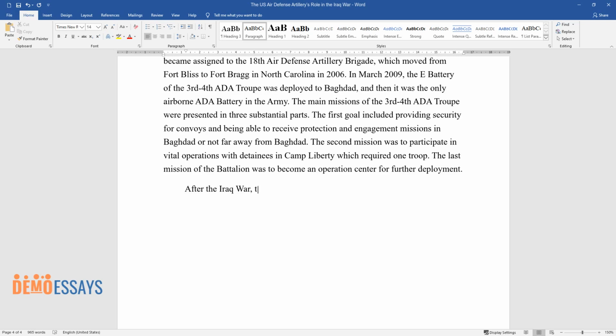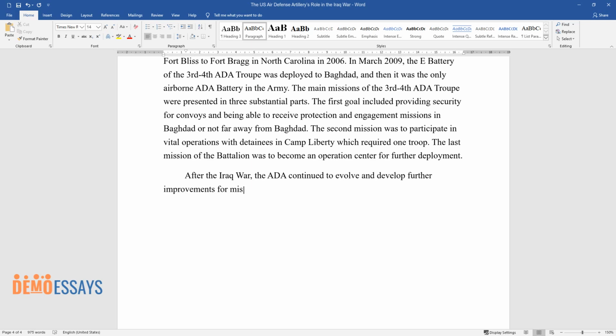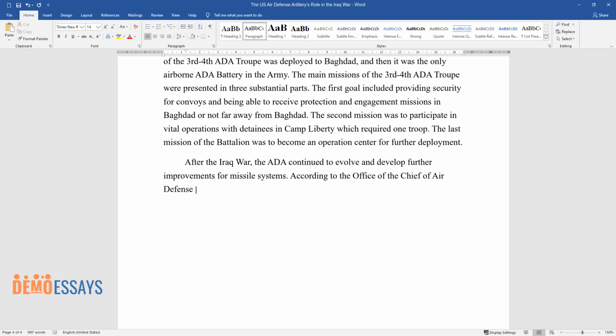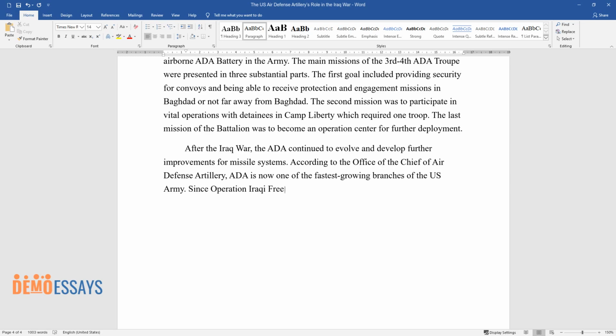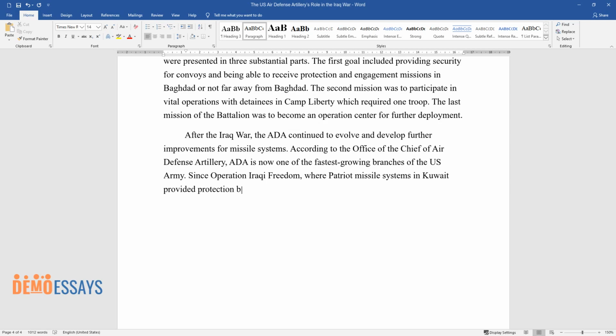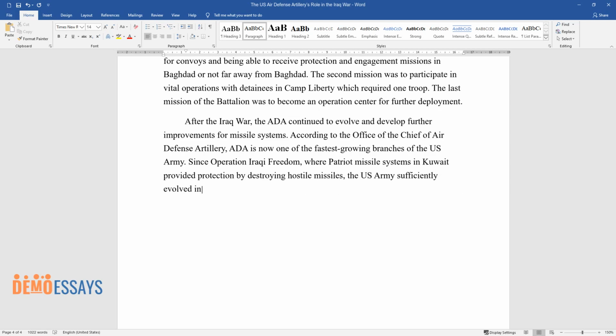After the Iraq War, the ADA continued to evolve and develop further improvements for missile systems. According to the Office of the Chief of Air Defense Artillery, ADA is now one of the fastest-growing branches of the U.S. Army. Since Operation Iraqi Freedom, where Patriot missile systems in Kuwait provided protection by destroying hostile missiles, the U.S. Army sufficiently evolved in technical aspects.